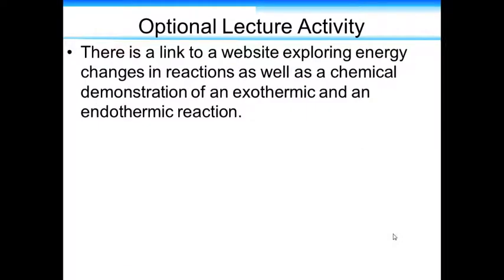If you want to look at a little more text detailing energy changes and reactions, there's a nice website. There's also some very cool chemical demonstrations of an exothermic and endothermic reaction. Very fun, very short. I recommend them.